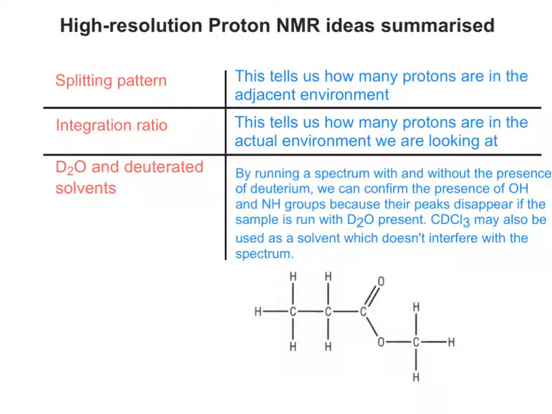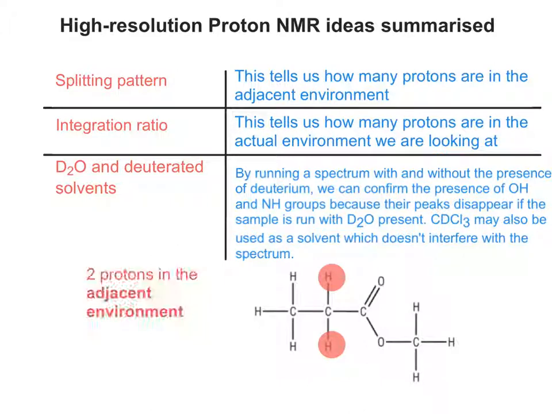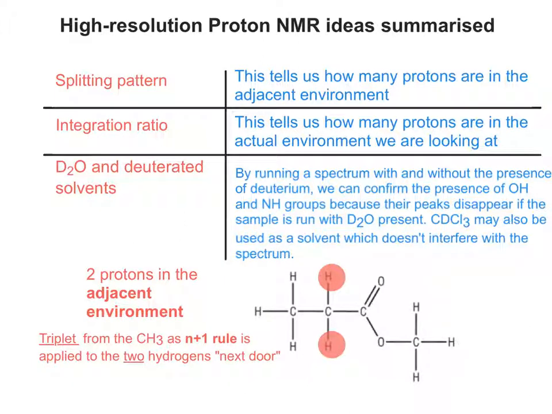So let's have a quick review of some of the proton NMR ideas we've been covering. The splitting pattern tells us how many protons are in the adjacent environment. So let's say we take the CH3 on the left-hand side. We have three protons in that environment, as you can see. But in the adjacent environment, there are two protons. So what this means is you get a splitting pattern of a triplet. A triplet comes from that CH3, as the n plus 1 rule is applied to the two hydrogens next door.